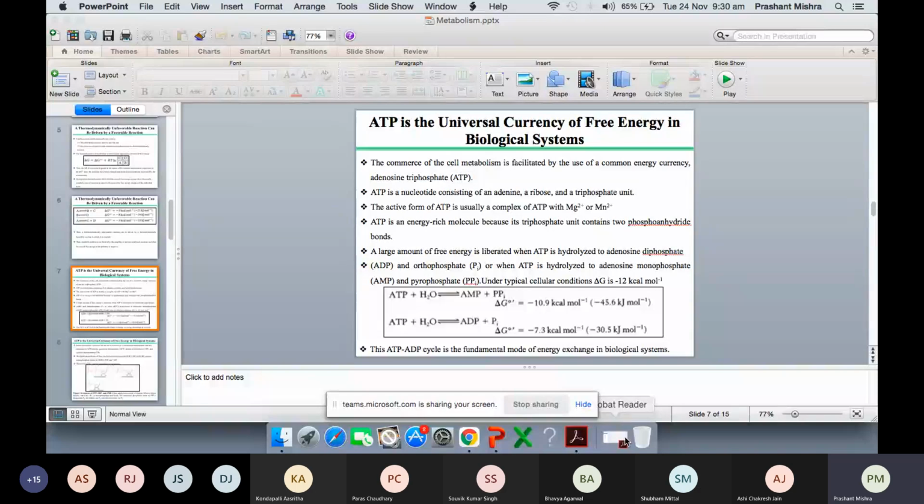So what I'm talking about is a large amount of free energy is liberated when ATP is hydrolyzed to adenosine diphosphate. So ATP converted into ADP, you get a lot of energy. ATP can also be converted into AMP, adenosine monophosphate, where you get pyrophosphate, and pyrophosphate can also be further broken down. So you can have more energy when the PPi bond is broken.